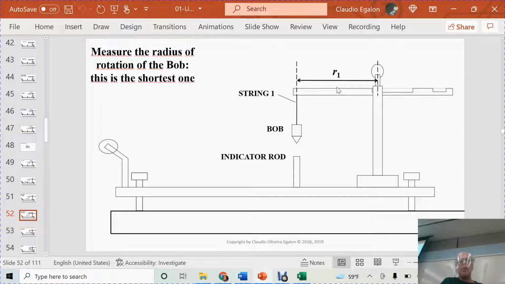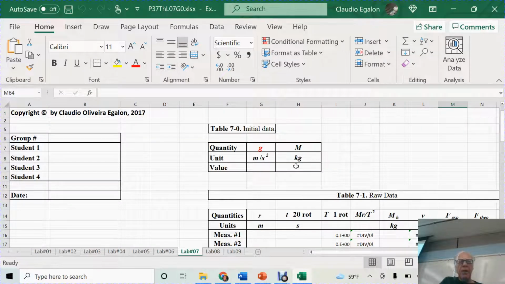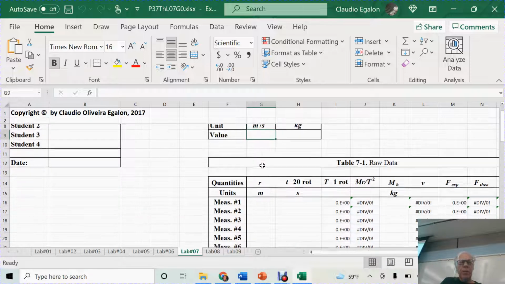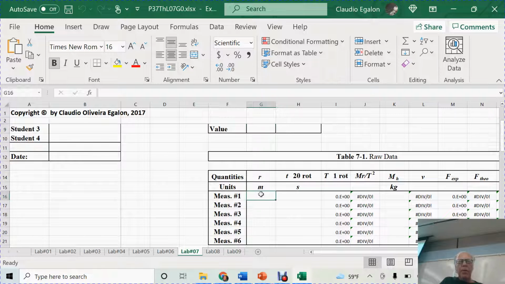In the next step, you're going to measure the radius 1, R1. And this radius you are going to log here in the spreadsheet. See, the mass of the bob is right in here. You log the mass of the bob. Don't forget to put in the acceleration of gravity. Here's the first radius, R1.